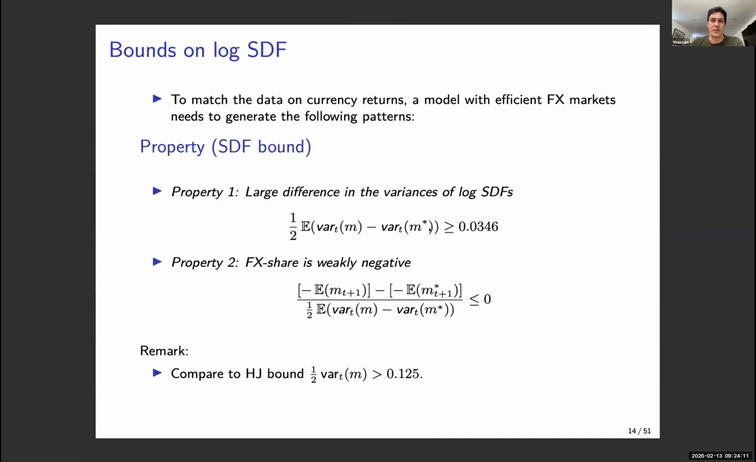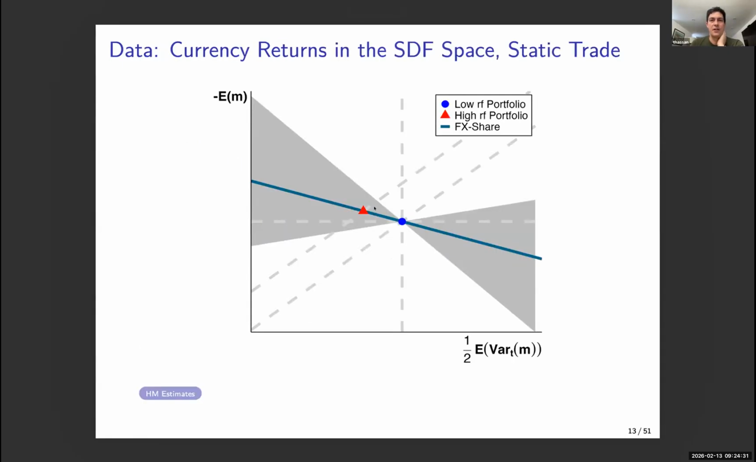This is kind of a complicated way of saying that. Basically what the data tell us is that the variances of M are far apart. The countries differ significantly in the variance of M, so that we can get large differences in currency returns. And the FX share is something basically around zero and slightly negative. So the contribution of predictability of exchange rates to the carry trade is around zero.